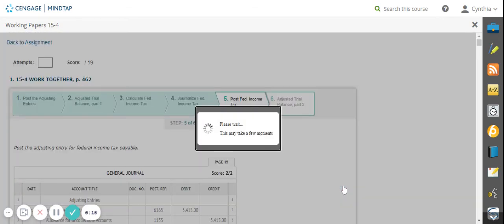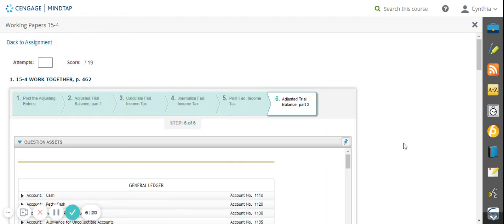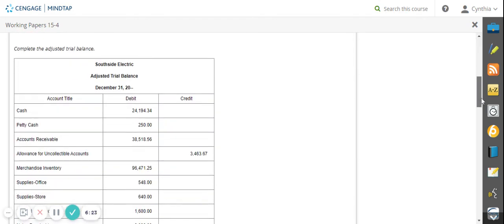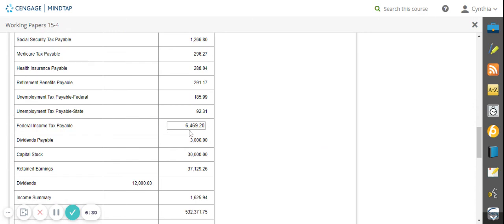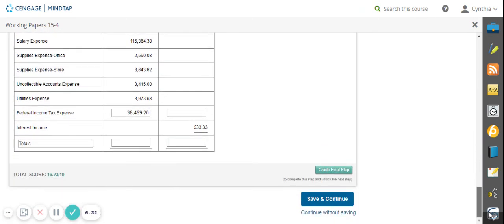And then you're going to fill in those amounts on your adjusted trial balance. So most of your adjusted trial balance is already filled in from like step 2 or 3, whatever one we did that on. And now you're going to go in and fill in your federal income tax payable balance and your federal income tax expense after that last adjustment was just posted. And then you're going to figure your totals up here. I'm not going to give you those totals because I want you to do the math to make sure that they balance out. And then when you're done, grade your final step.